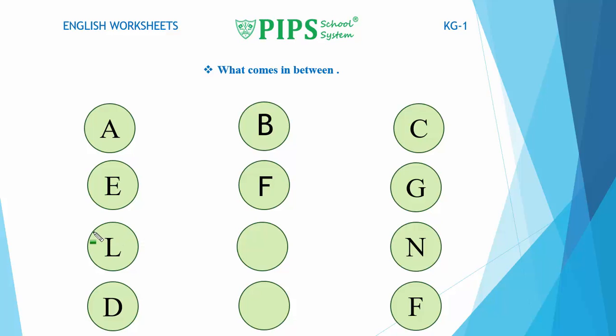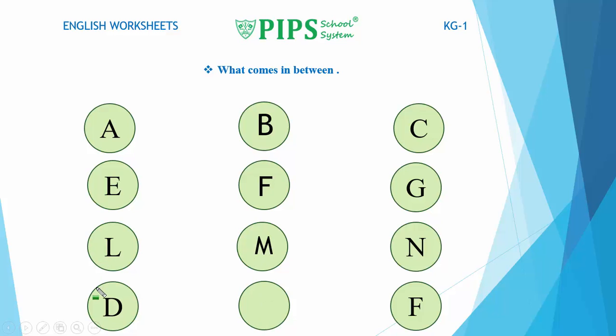The next letter is L. This is the capital letter L. The last letter is N. This is the capital letter N. Do you know what comes between L and N? Again, read with me the alphabet from A to L. A, B, C, D, E, F, G, H, I, J, K, L and M. M comes between L and N. Now we will write the letter M in the circle like this.